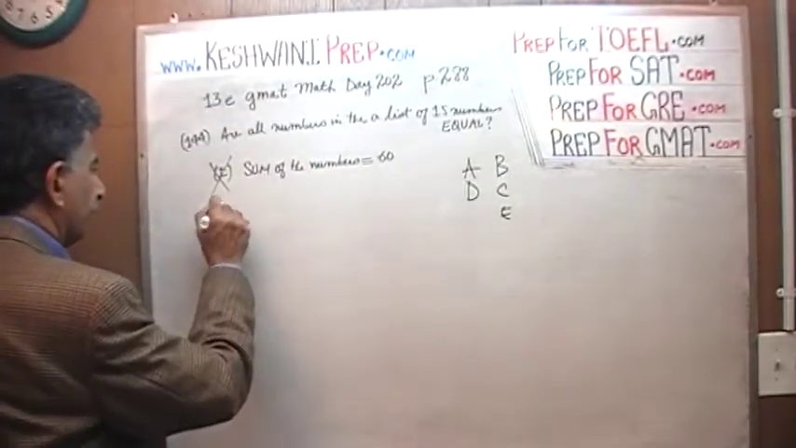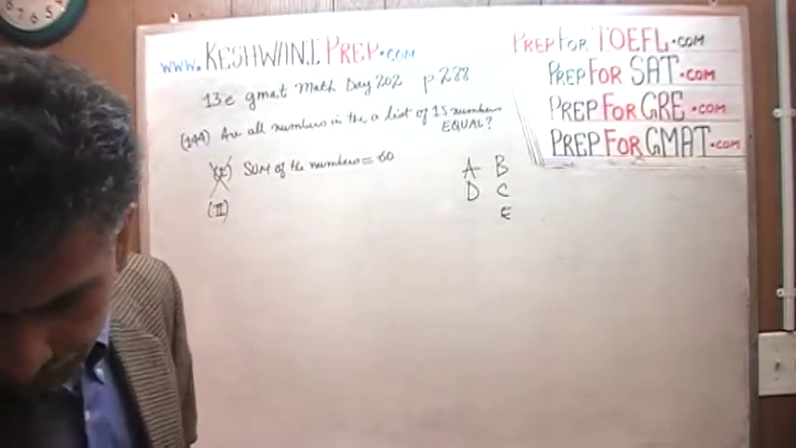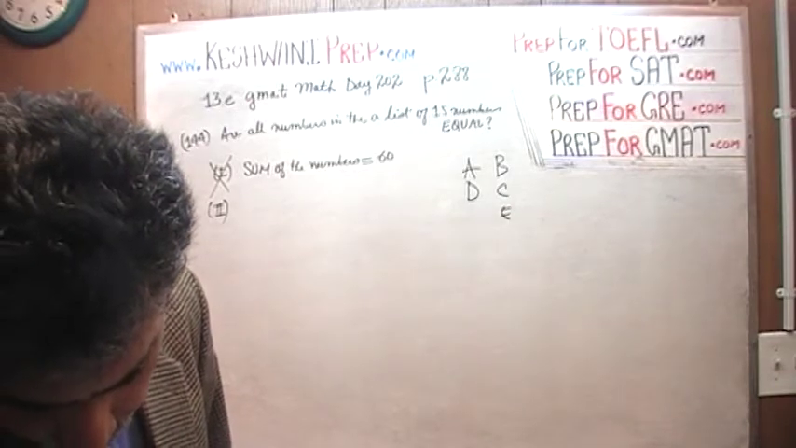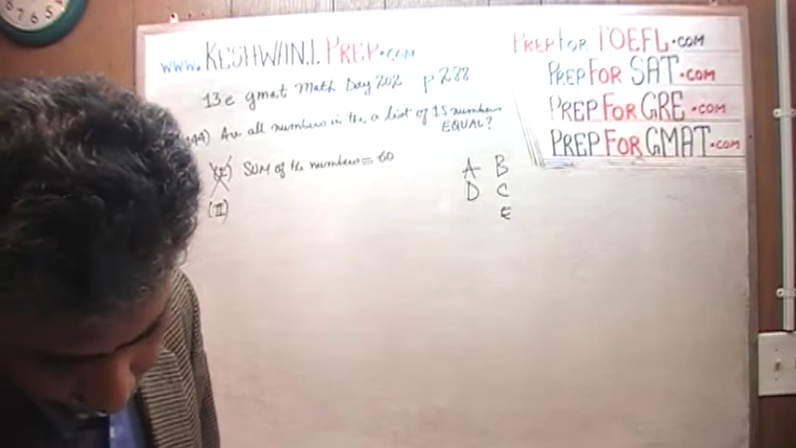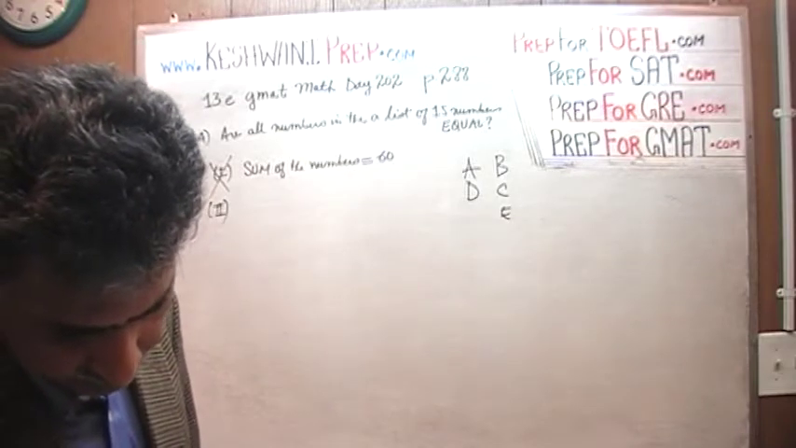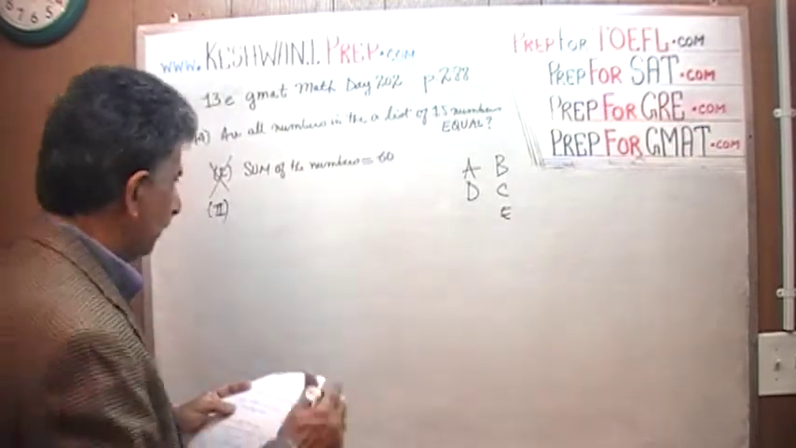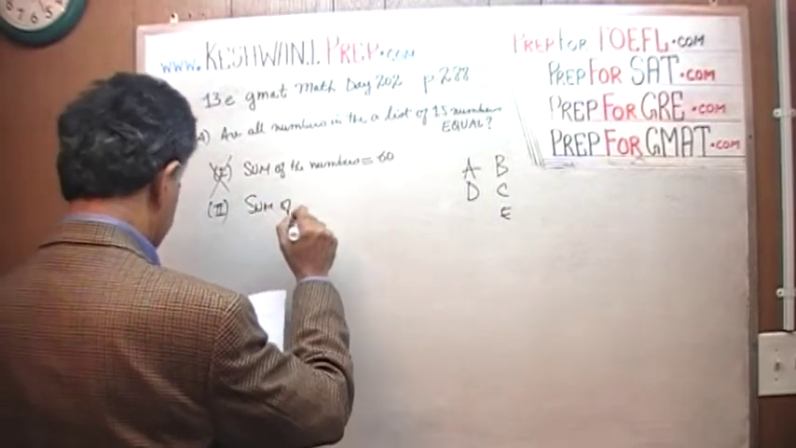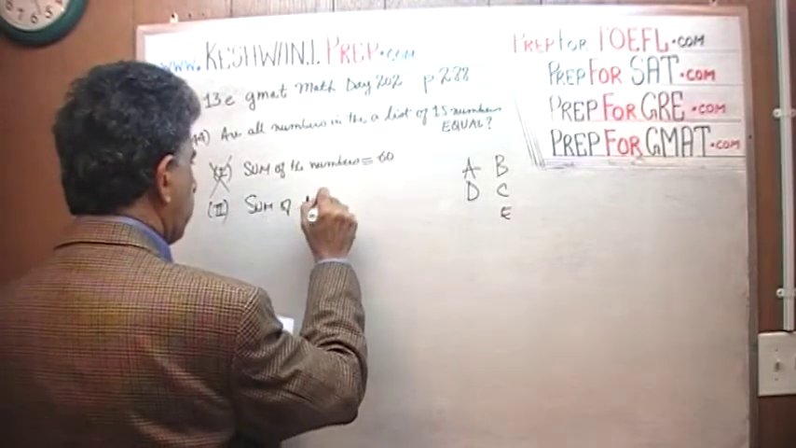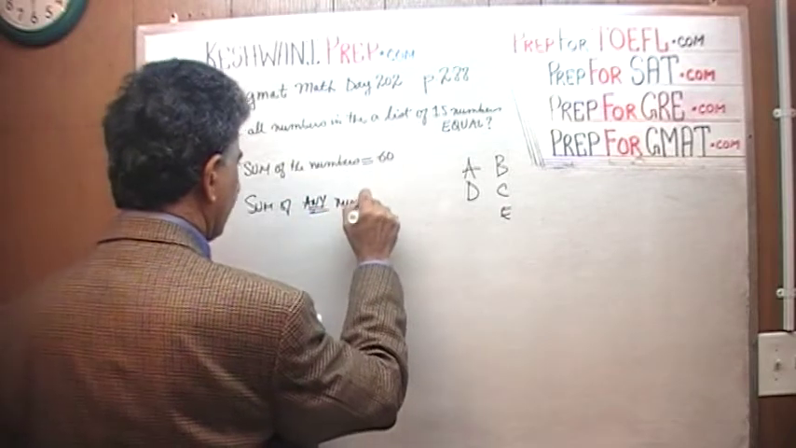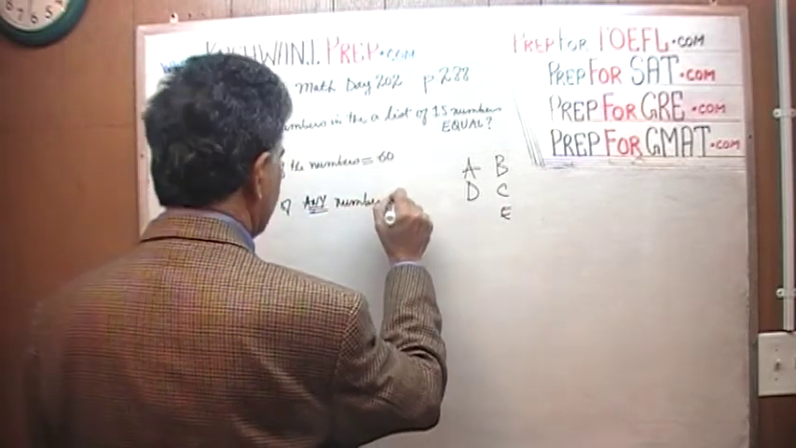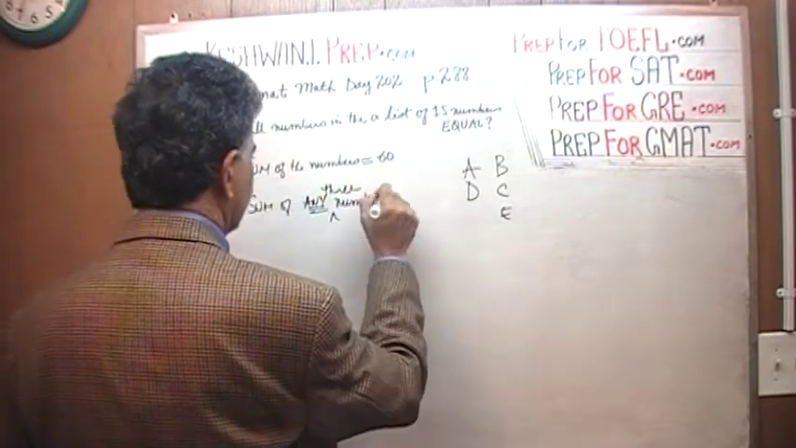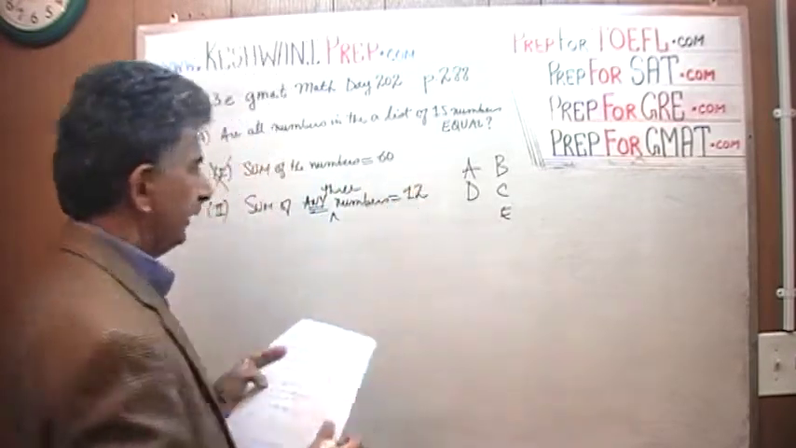Let's look at the second statement. The second statement tells us the sum of any three numbers in the list is 12. All right, the sum of any three numbers equals 12. Now what does that tell us?